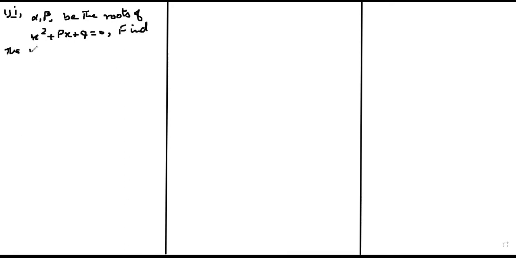Exercise 2.4, question number 1 and part 1. If alpha, beta be the roots of the given equation x square plus px plus q equals to 0, find the value of alpha square plus beta square, right? So we start our question solution.